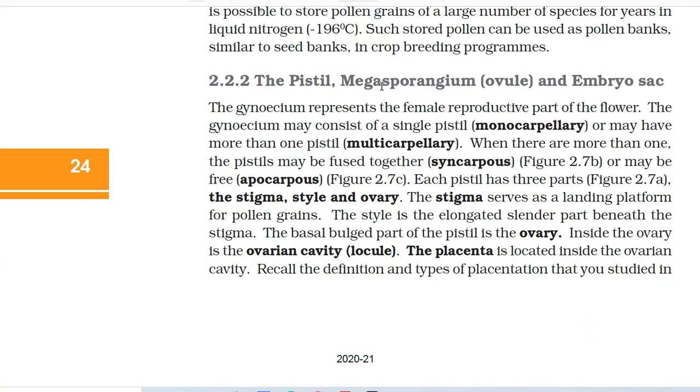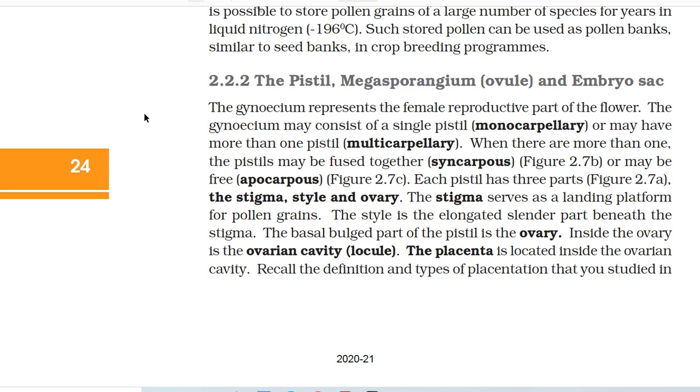2.2.2 The pistil, megasporangium (that is, ovule), and embryo sac. The gynoecium represents the female reproductive part of the flower. The gynoecium may consist of a single pistil, that is monocarpellary, or may have more than one pistil, that is multicarpellary. When there are more than one, the pistils may be fused together (syncarpous), or may be free (apocarpous). Each pistil has three parts: the stigma, style, and ovary.